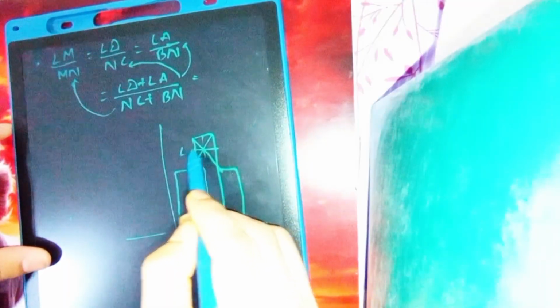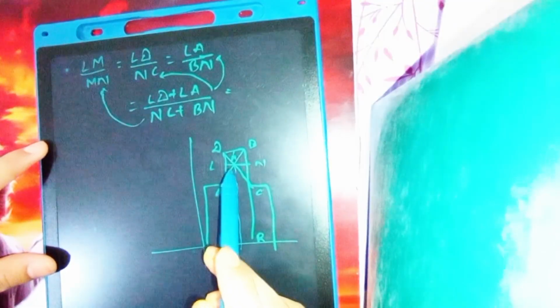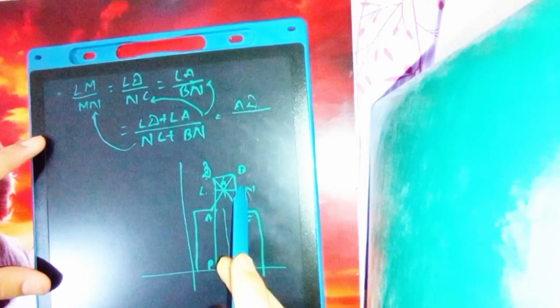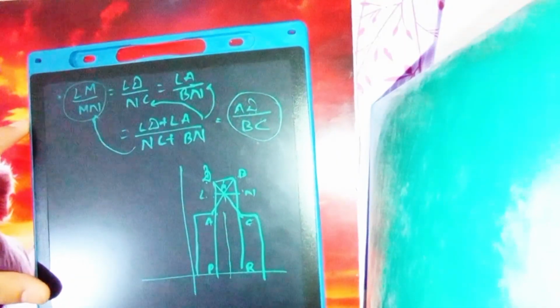So from the figure, what we had in the figure was like this. I will again have to make the figure, okay. This is the hard part. Now L, and this will be M, and this will be N. And A, this will be D, this will be C, this was B. So remember, this is P, this is R, and LD plus LA is AD. So I write here AD by NC plus BN, and NC plus BN is BC. So LM by MN is equal to AD by BC. A little confusing part is here.